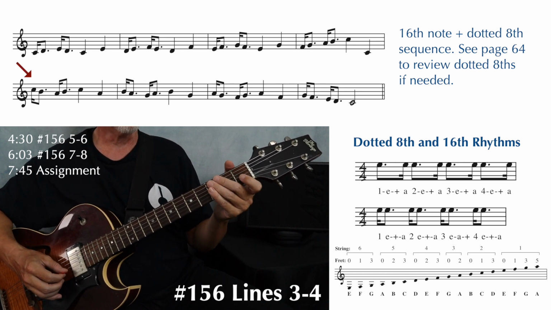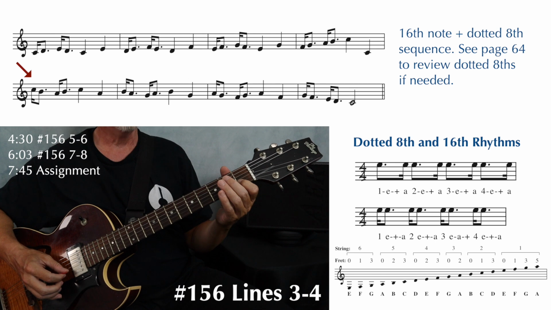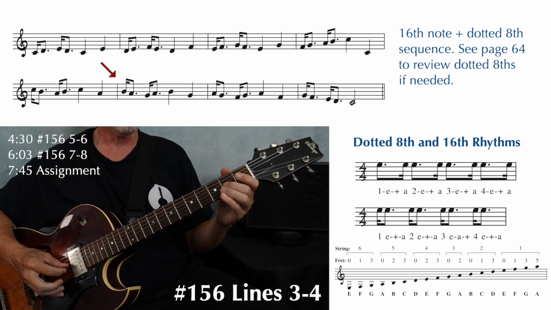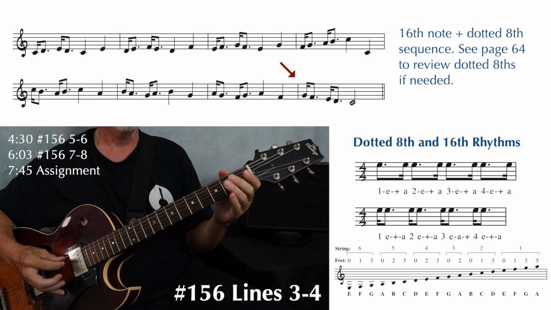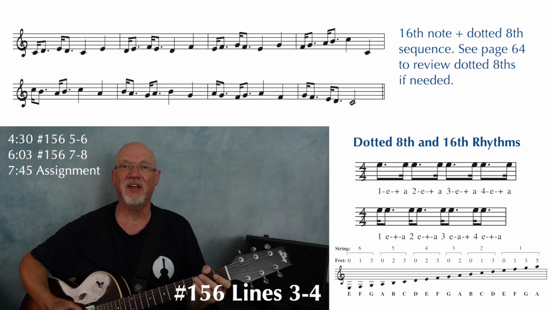Line 4, we just work our way back down, but using the same rhythm. 1E and a 2E and a 3, 4. Then a little 5-note scale moving down. Put that all together, we have lines 3 and 4.